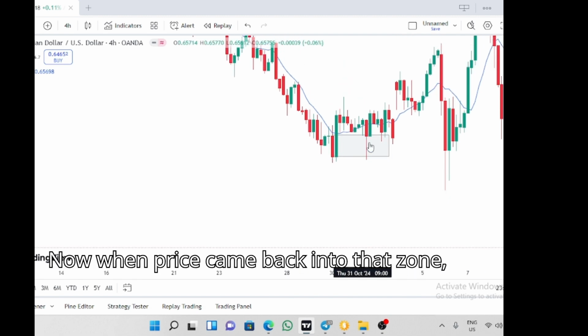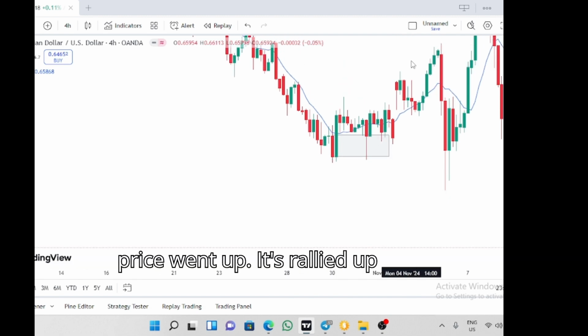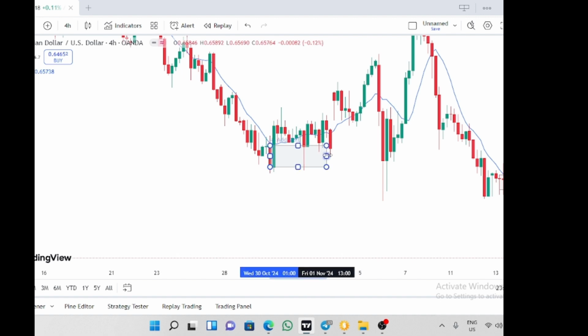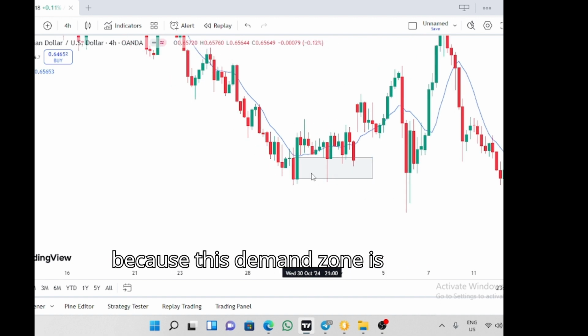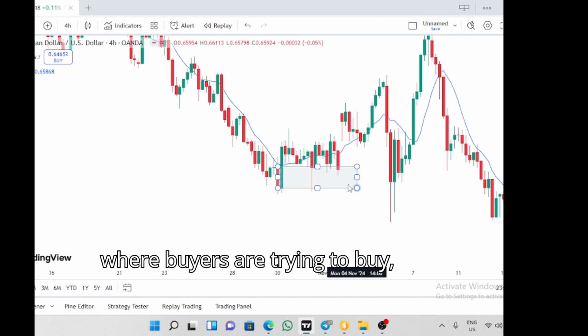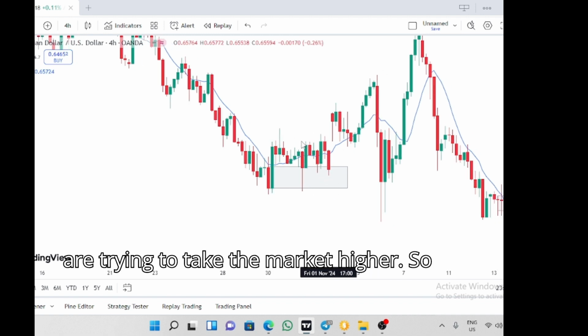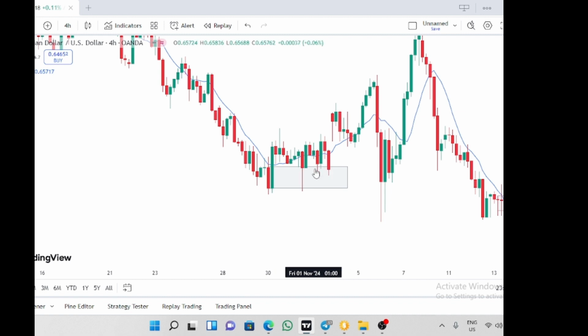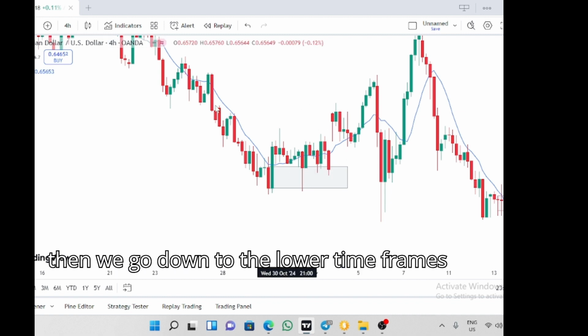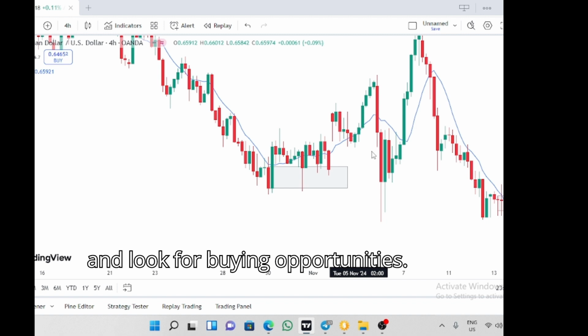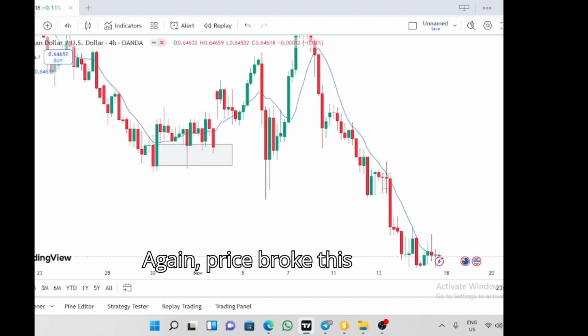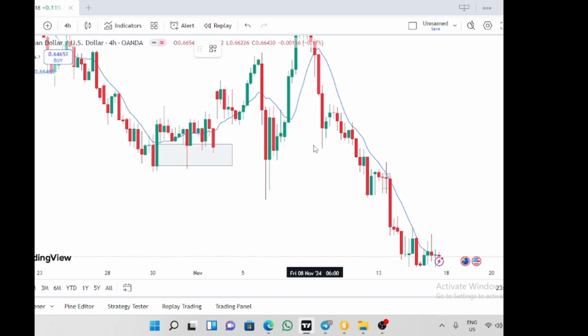Now when price came back into that zone, price went up, it rallied up, because this demand zone is where buyers are trying to buy, are trying to take the market higher. So as soon as price enters into this zone, then we go down to the lower time frames and look for buying opportunities. Again, price broke this structure right here.